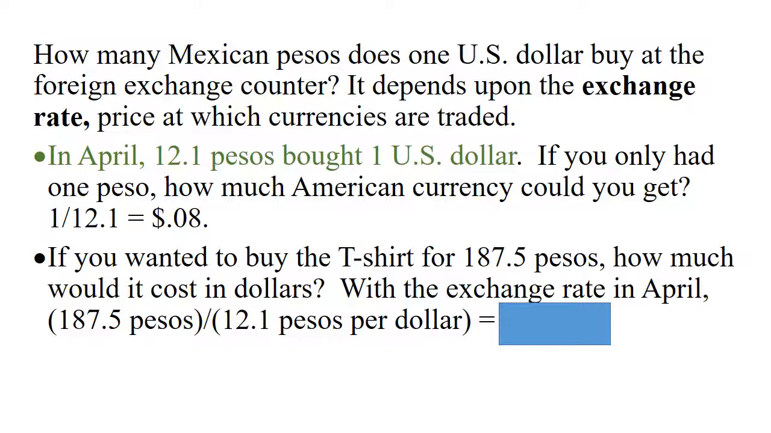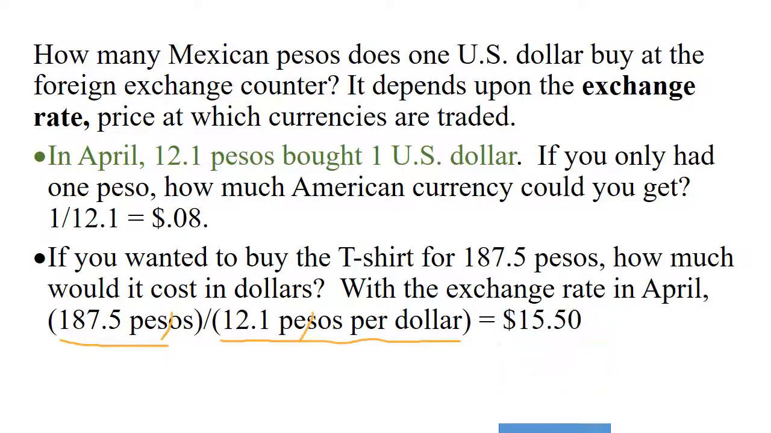Now for the individual t-shirt, if you're curious how much that 187.5 pesos is valued in US dollars, you take the price, you divide it by the exchange rate, and you can see here that pesos divided by pesos, those will cancel out, and what we're going to be left with is the price in dollars. So 187.5 divided by 12.1, that t-shirt is worth $15.50.